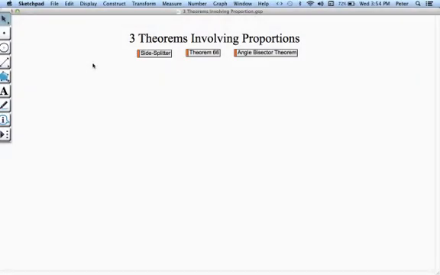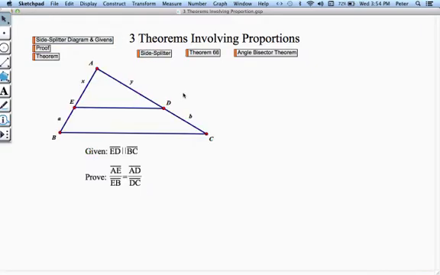Okay, let's take a look at these three theorems that involve the proportions, and we'll start with the side splitter theorem. Okay, well, this is a very common diagram expressing side splitter. And it involves a parallel line, ED, crossing two sides of a triangle. ED is parallel to the third side, BC. And it can cross anywhere. Here it looks like it's almost in the middle, like a midline.